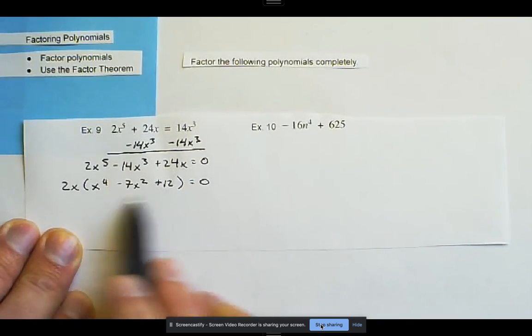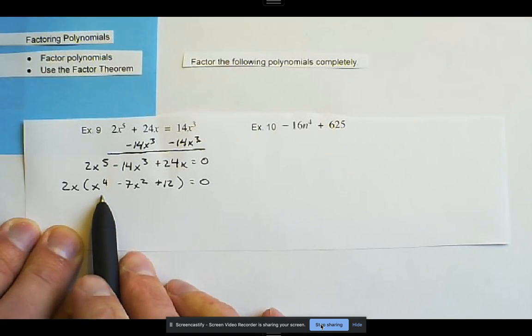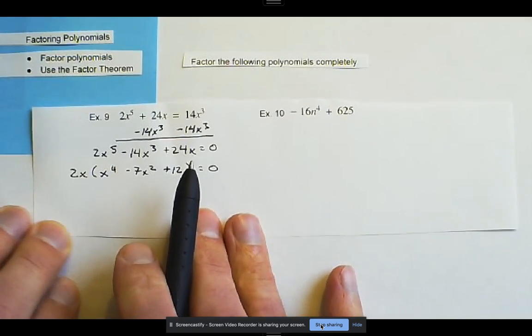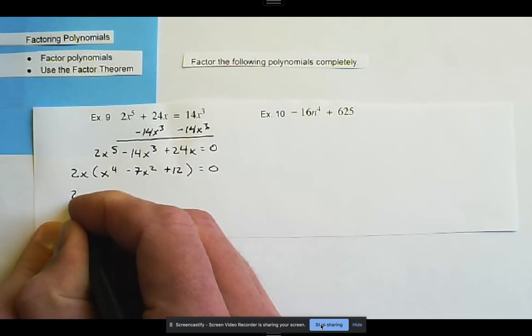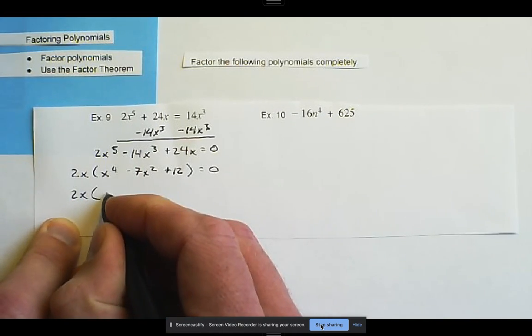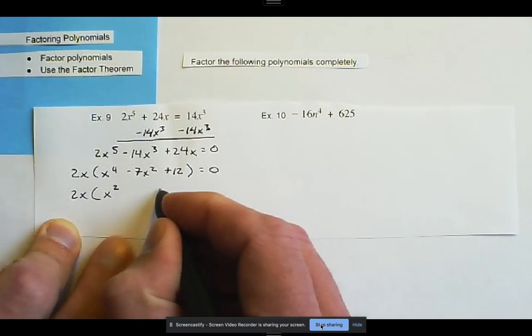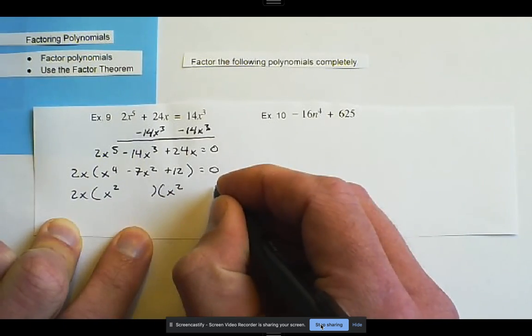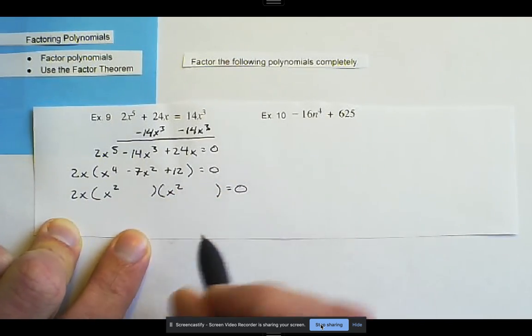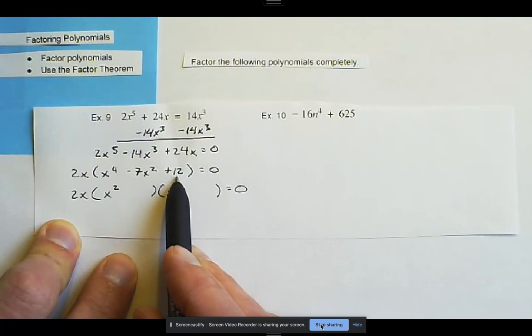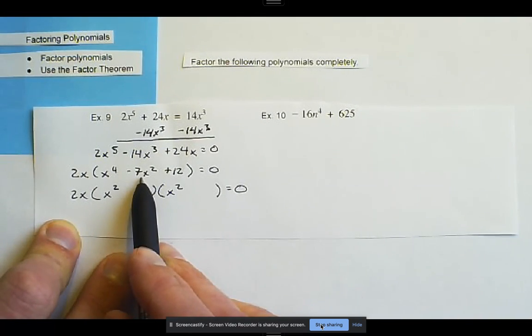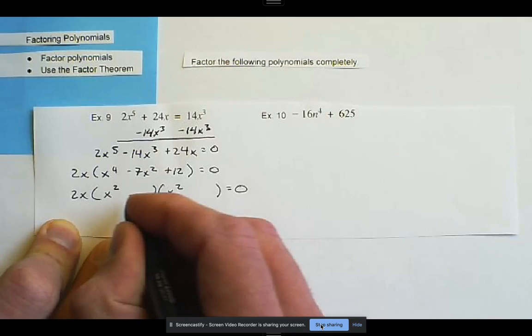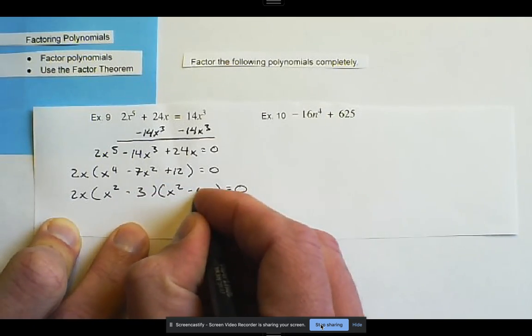And now here we have it in quadratic form, so we're still going to leave our 2x, and then we need an x squared and an x squared. x squared times x squared equals x to the fourth. And we need two numbers that multiply together to 12 and add together to get -7. And so we get -3 and -4.